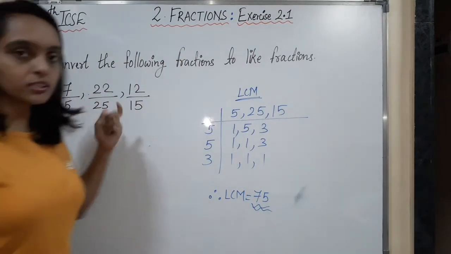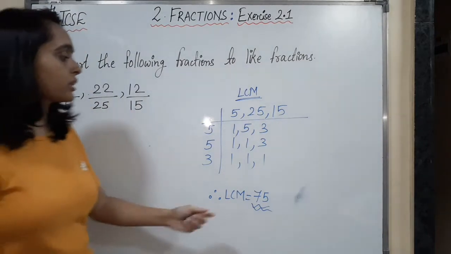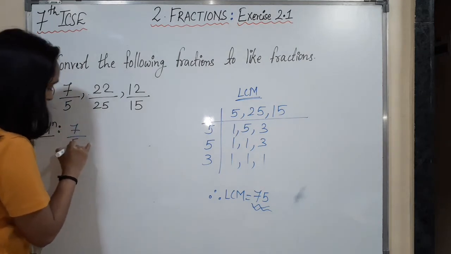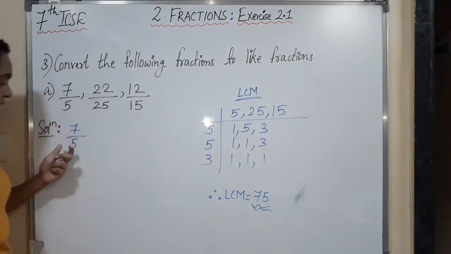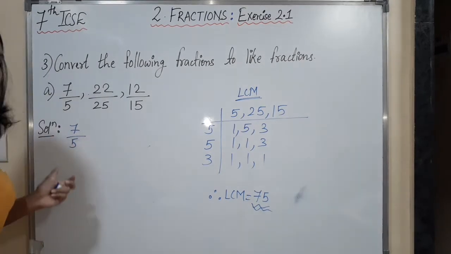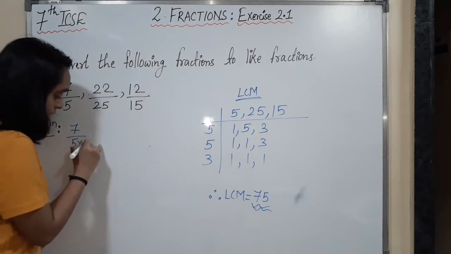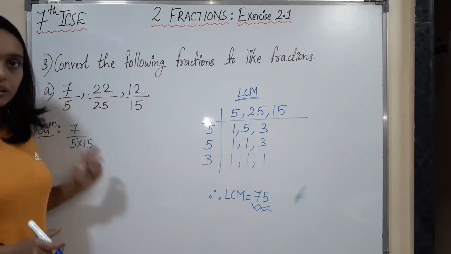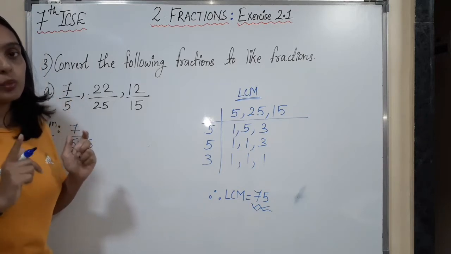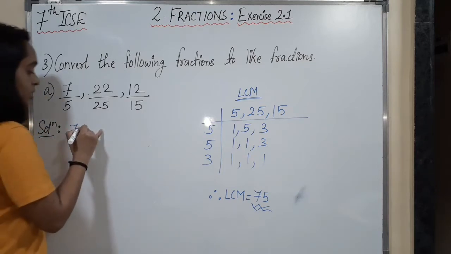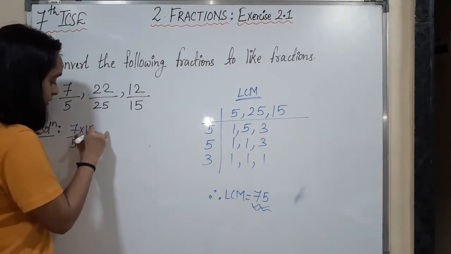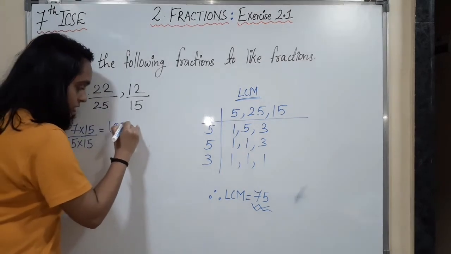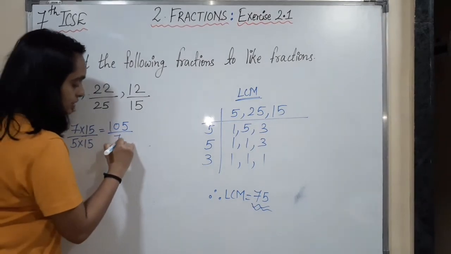Now we will take each fraction and convert its denominator into 75. The first fraction is 7 upon 5. To convert 5 into 75, we have to multiply 5 by 15, as 15 5s is 75. And as we multiply the denominator by 15, we have to multiply the numerator by the same value, so that the value of the fraction is not changed. So 7 multiplied by 15, you will get 15 7s is 105 upon 15 5s is 75.